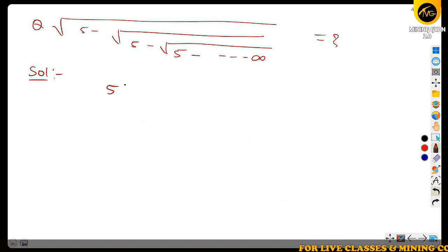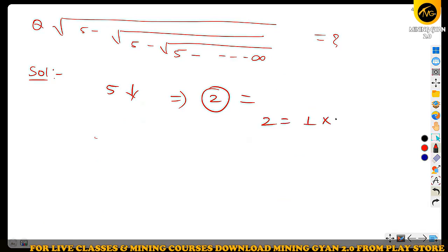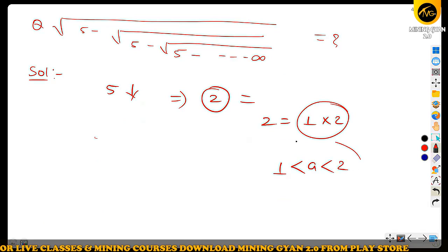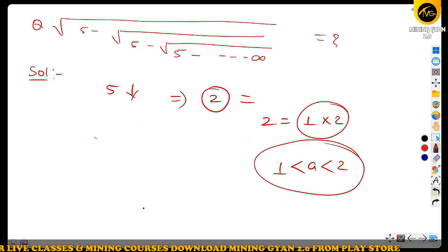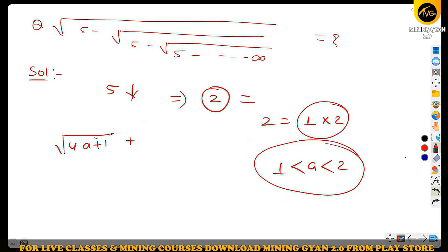So what is the smaller number than 5 that will break down into its factors? That is 2. Only 2 is the number smaller than 5 which can be easily broken down into factors, and so we can write 2 equals 1 into 2. Now in this case 1 less than a less than 2 is the answer. Clear?